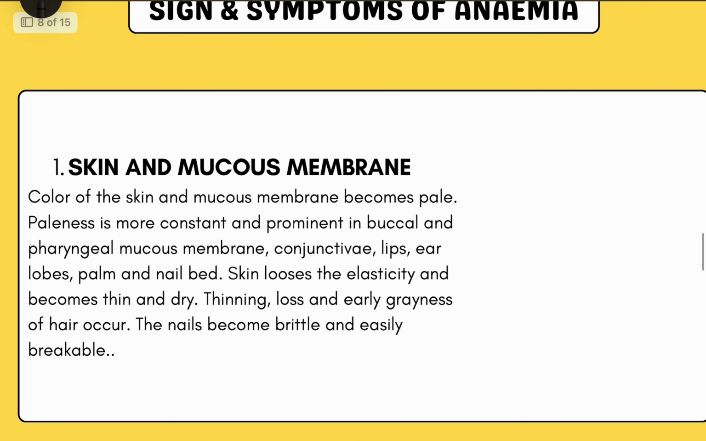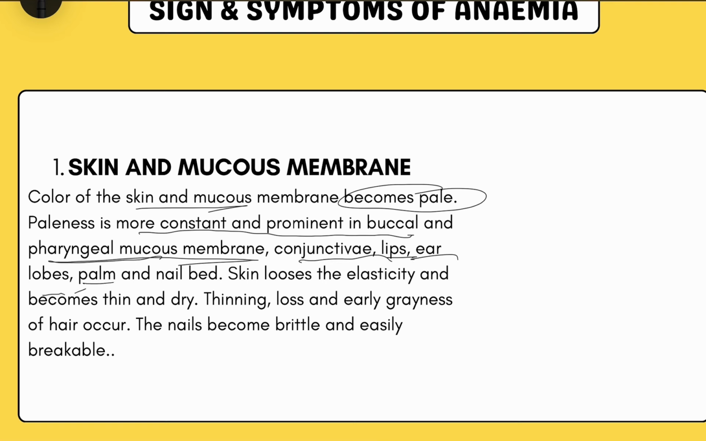So the signs and symptoms can be studied on the basis of the systems. Firstly, the skin and the mucous membrane. The color of the skin and mucous membrane becomes pale. Definitely, if the RBCs are less than a certain number, then it will lead to a more pale appearance. Paleness is more constant and prominent in buccal and pharyngeal mucous membrane, conjunctivae, lips, ear lobes, palm and nail bed. So these are the clinical sites for the examination of anemia.